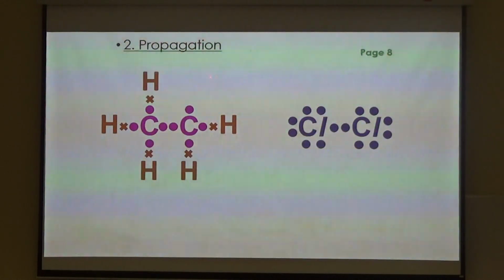Next, then you have this radical. Because it is a radical, it will react with a molecule. In this case, the molecule is your Cl2 molecule.